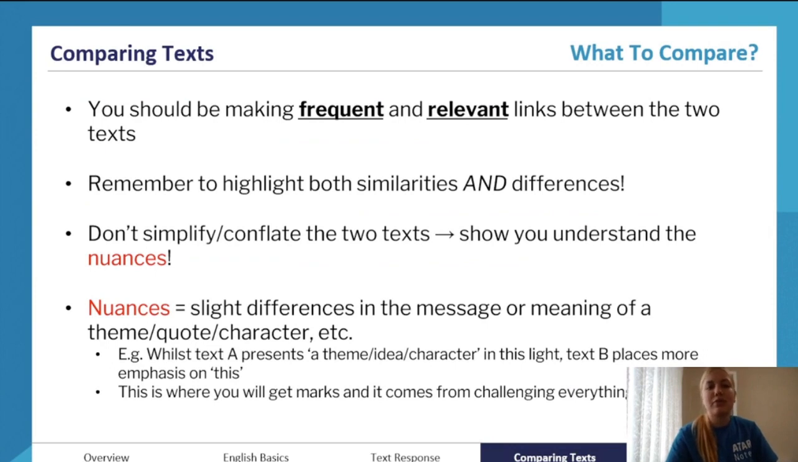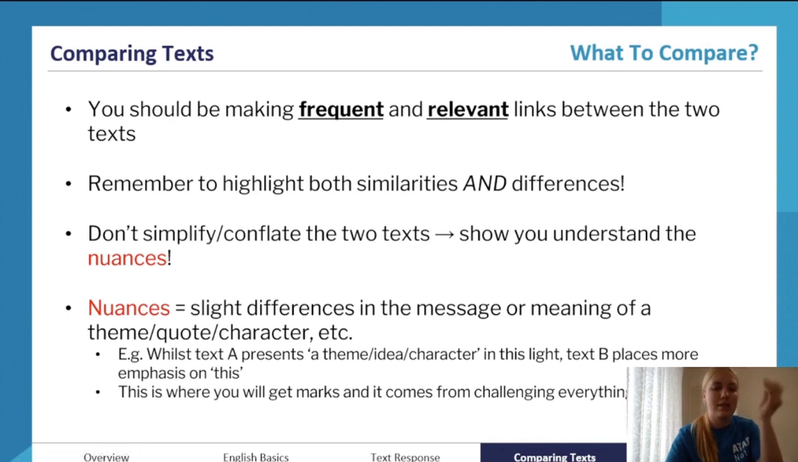You should also be making frequent and relevant links between the two texts. So remember to highlight both similarities and differences as well. And don't simply conflate the two texts. Show that you understand the nuances. We do not want to see just a bunch of similarities. You will unavoidably have them. Look for lots of differences and complex differences. So slight differences in the message or meaning of things like themes, quotes, characters.